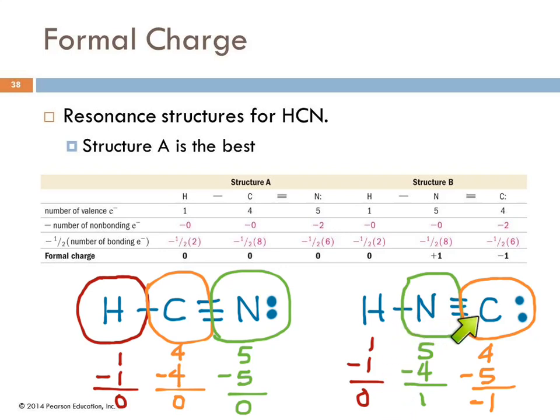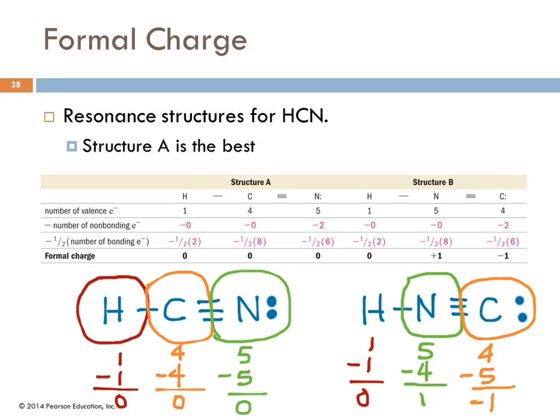Who's more electronegative, nitrogen or carbon? Who's closer to fluorine? Nitrogen. Nitrogen is more electronegative. So here we have the more electronegative element having the positive formal charge and a less electronegative element having a negative formal charge. That's not a good situation. So this, structure A, is going to be the best. This is what helps us to determine which of these possible Lewis structures is the actual one. Any questions?